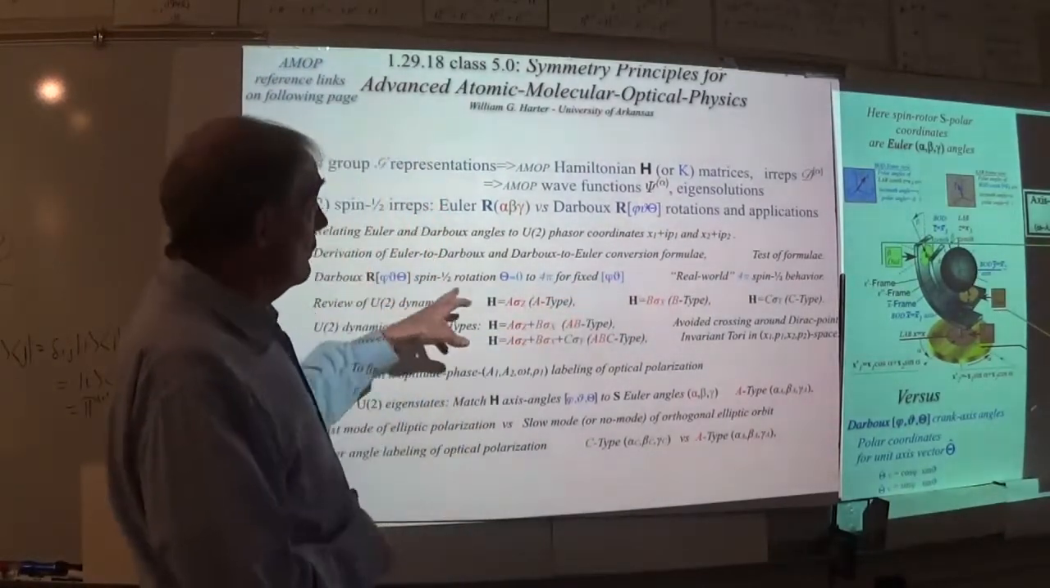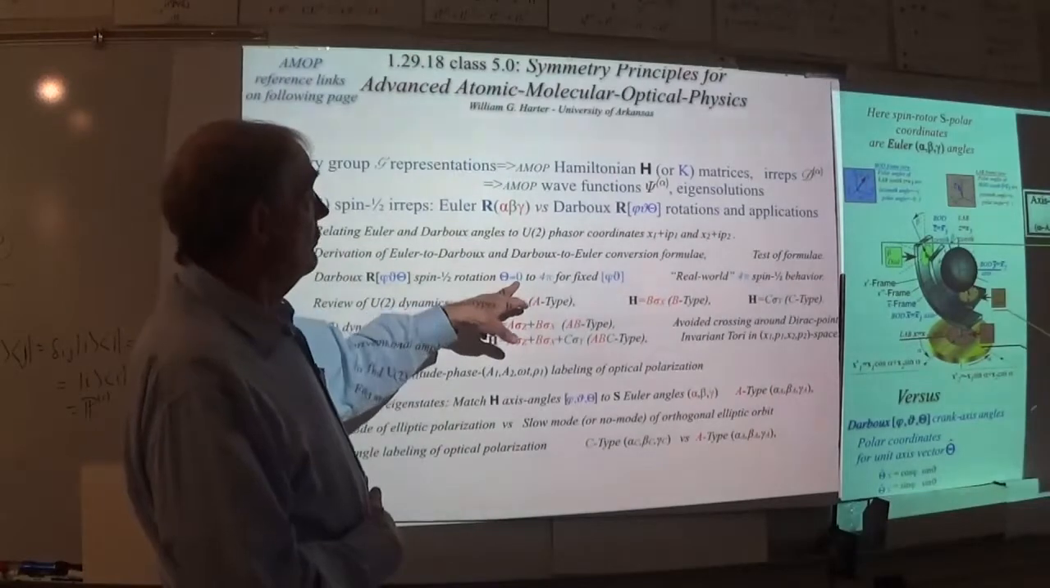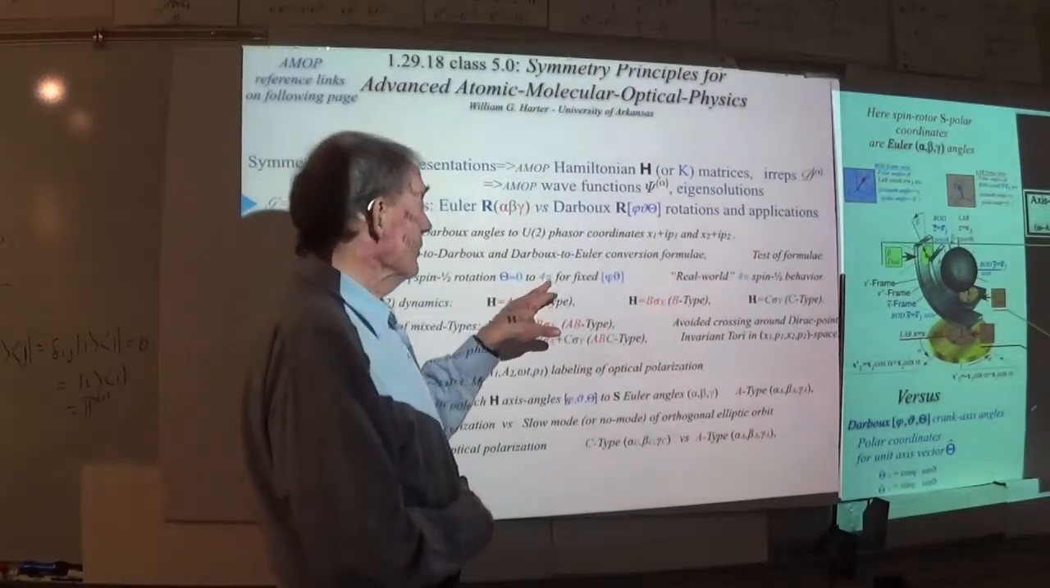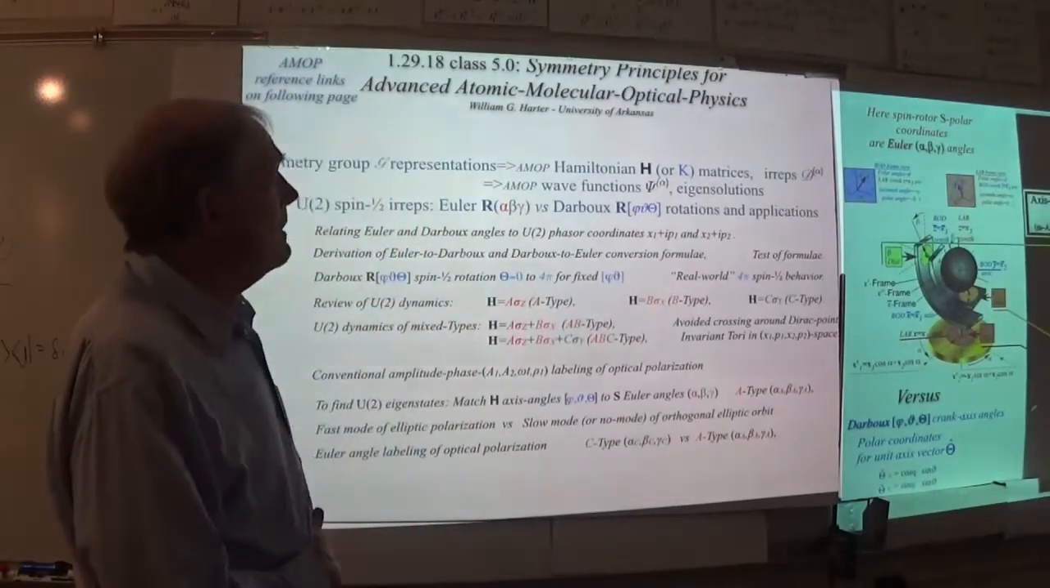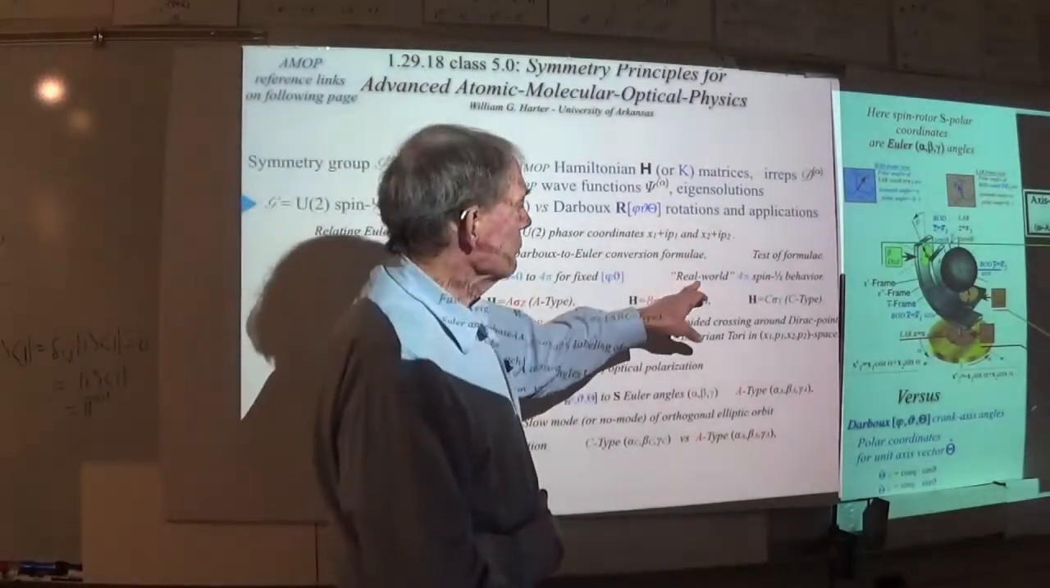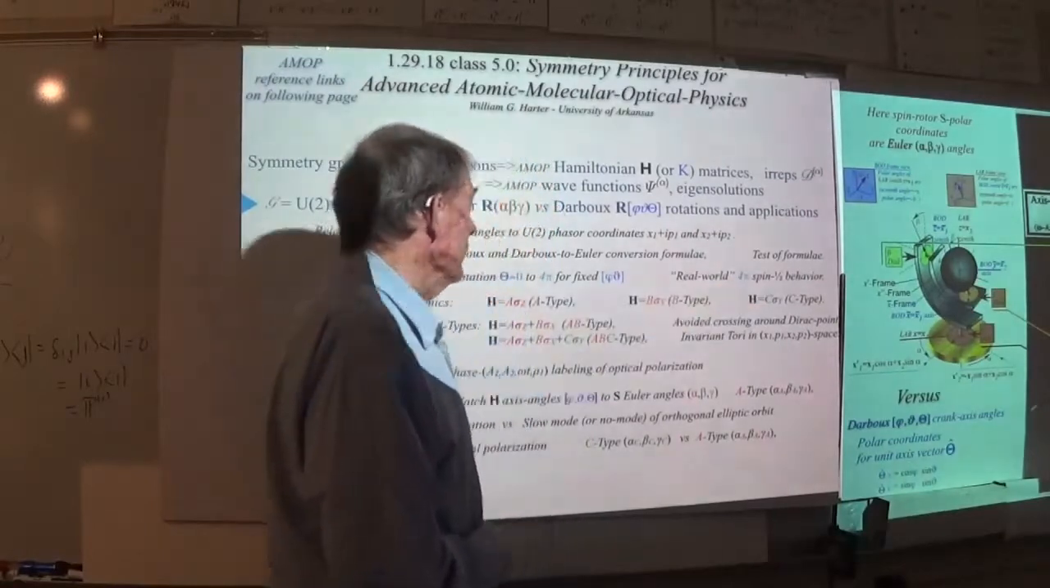And the spinner, as we've already mentioned, requires you going 720 degrees. That's 4 pi of rotation in order to return to origin. So we'll show a little bit of the real world 4 pi spin behavior as well.